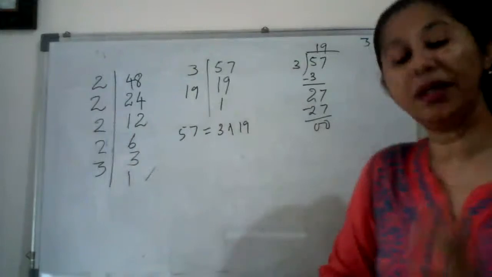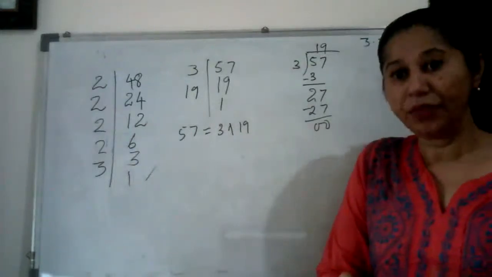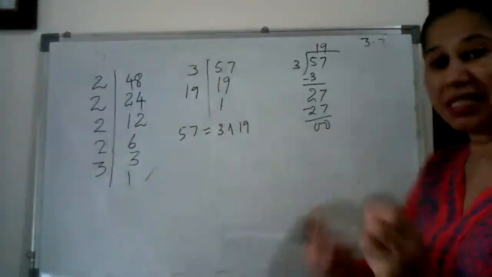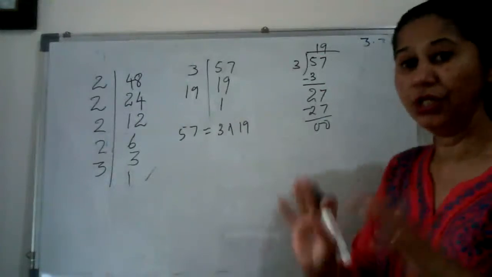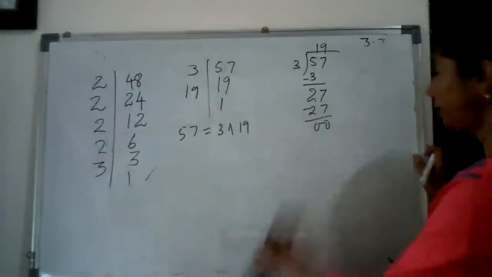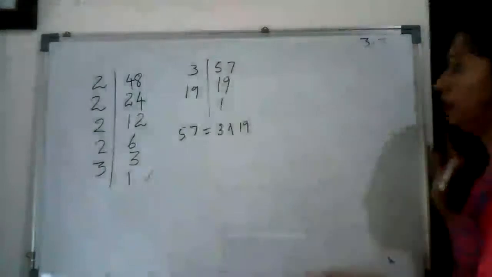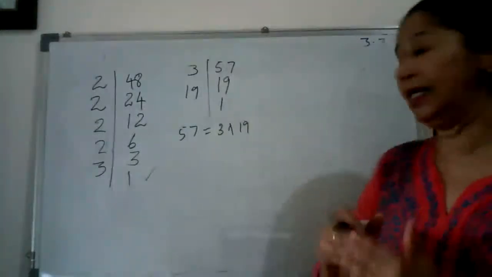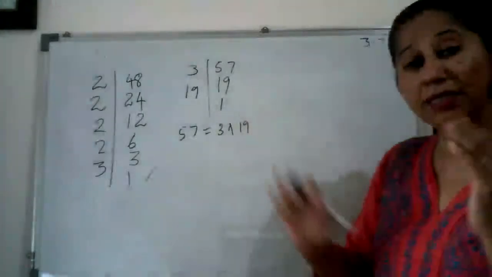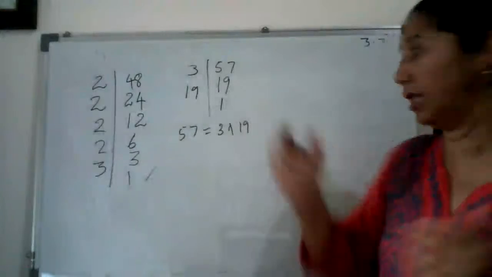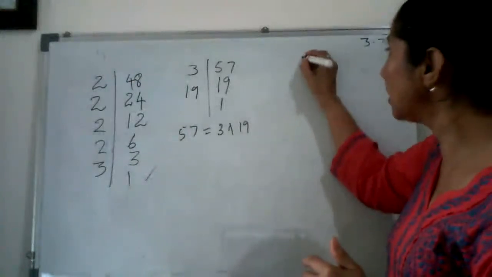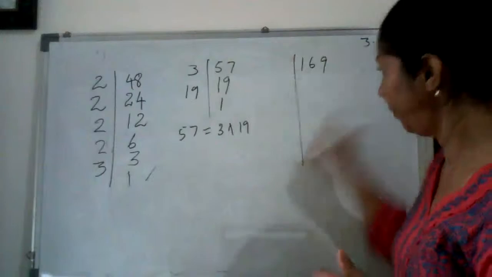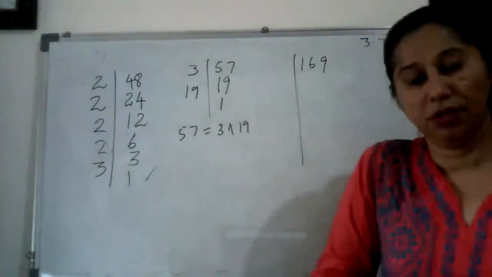So you have to be very careful with these numbers. Generally it happens that you miss some of the numbers in factorization, so you have to be perfect. The next question I take is similar, but see how I'm taking it. Suppose you go with this number, 169, factorize.